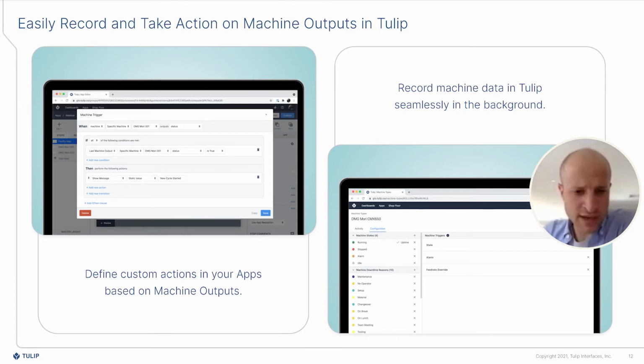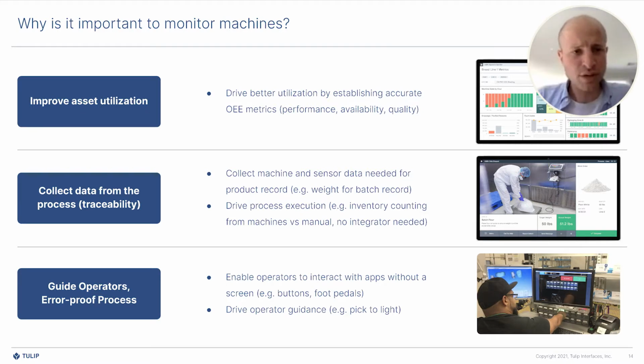So we'll go take a look at that as well later on in the demo. But now that we kind of have an overview of what Tulip is and what machine monitoring in Tulip is, let's take a look at a couple of case studies. So we think it's important to monitor machines for a number of reasons, and these reasons can be mostly grouped into these three larger buckets.